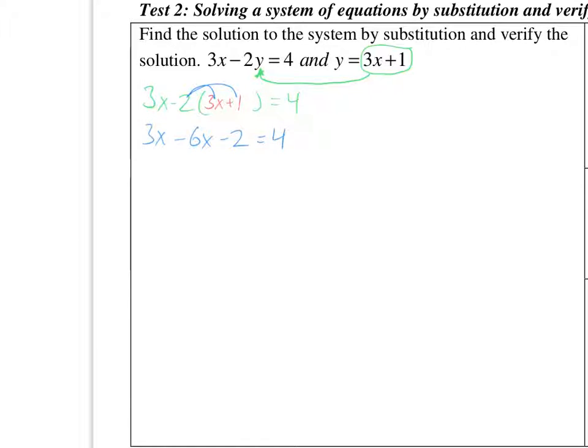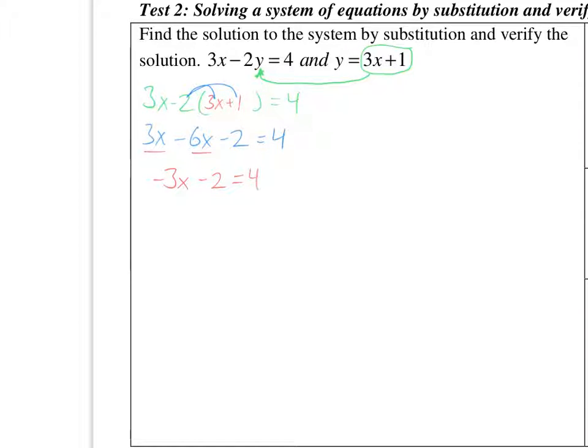Now I've got to clean up the left side, so let's combine the x's. 3x and negative 6x is negative 3x. Keep the negative 2 and the 4 where they are. So it's all clean, and I can now solve. So far we haven't solved anything. We just cleaned up the sides.